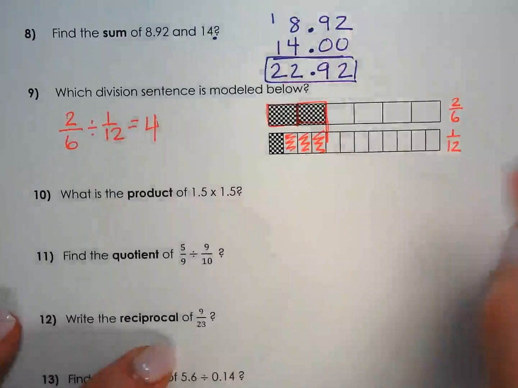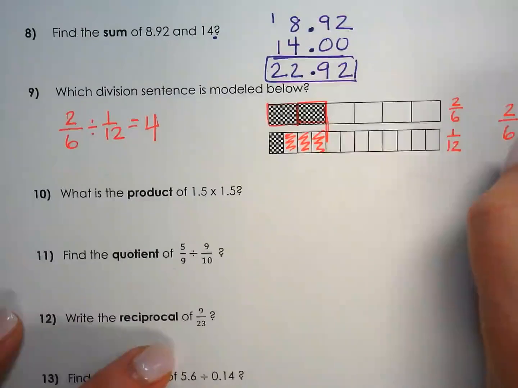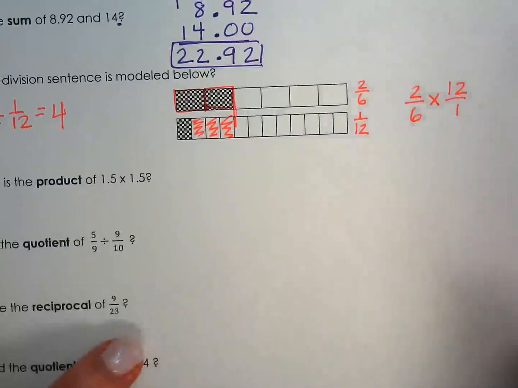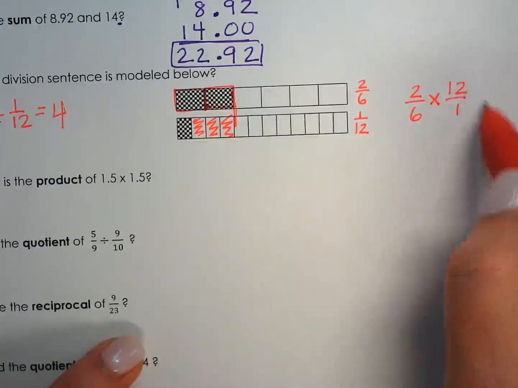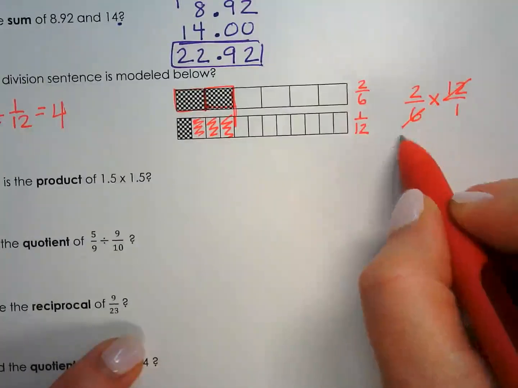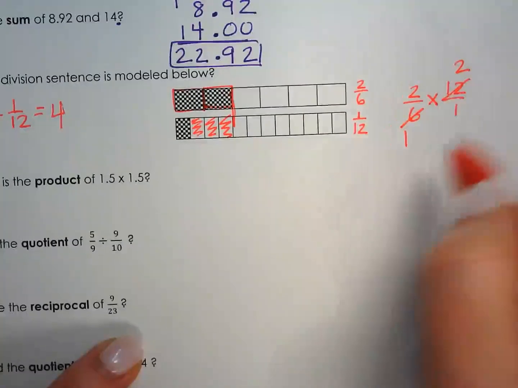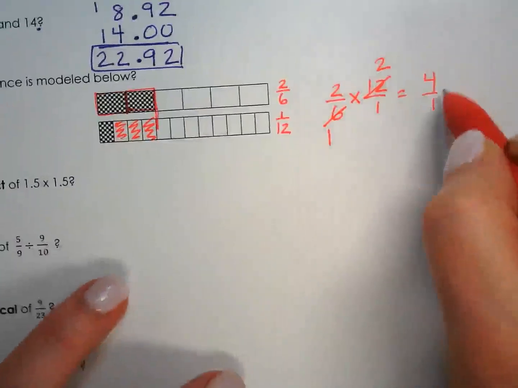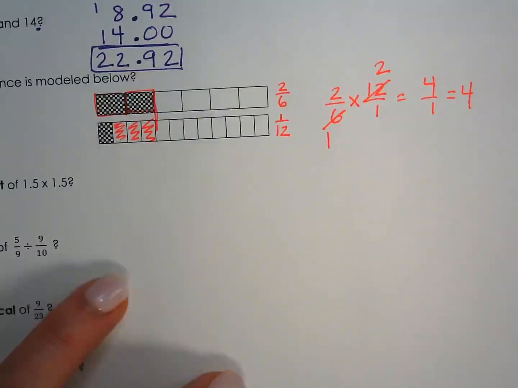Now, if you were using the keep, change, flip model, we would keep, we would change, we would flip. And flip, I mean we're going to use the reciprocal. So keep, change to multiplication, get the reciprocal. If you notice, these two have a common factor of 6. So I'm going to divide by 6. 6 divided by 6 is 1. 12 divided by 6 is 2. When you multiply across, you're going to get 4 over 1, which equals 4. So either way we look at this problem, we're going to get a 4.